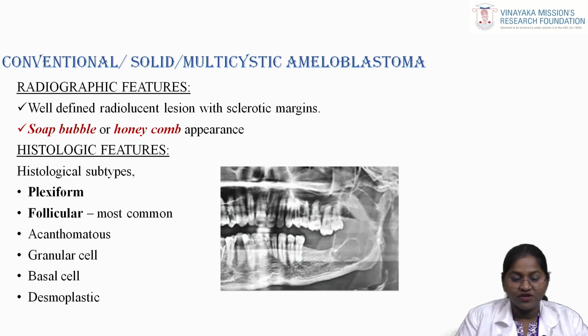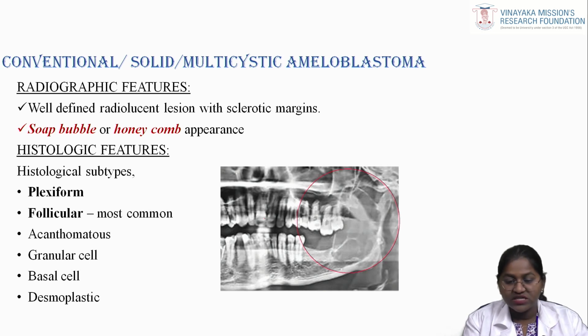So histologic features. It is classified into plexiform and follicular types. Two types of histological subtypes have been found, and follicular is again classified into acanthomatous, granular cell, basal cell and desmoplastic. Coming to the radiographic image, this is a multicystic ameloblastoma in the left posterior mandible, where you can see multiple cystic lesions, but it is a single ameloblastic lesion. So it is of multicystic type.